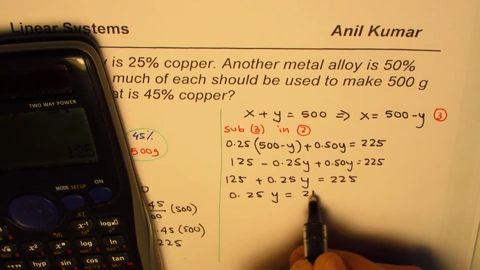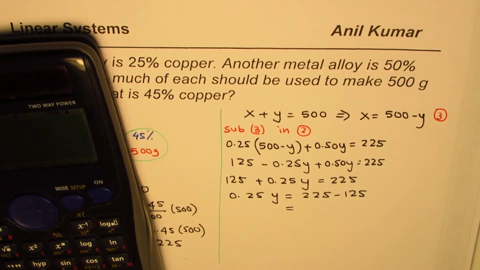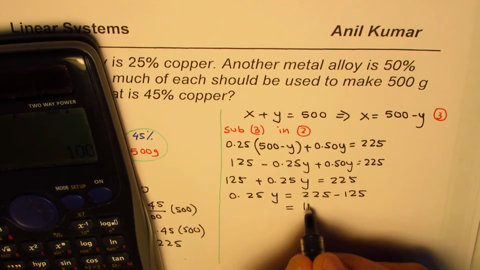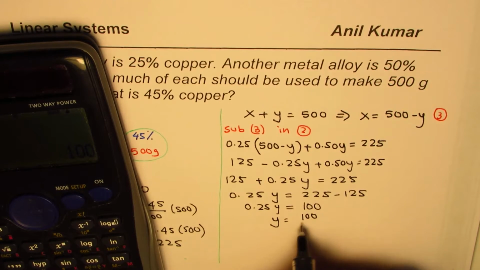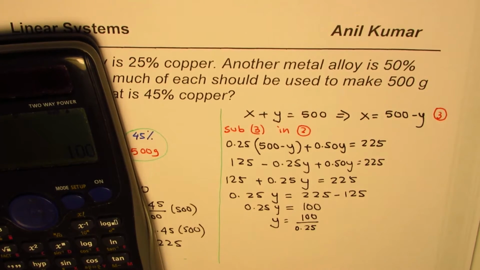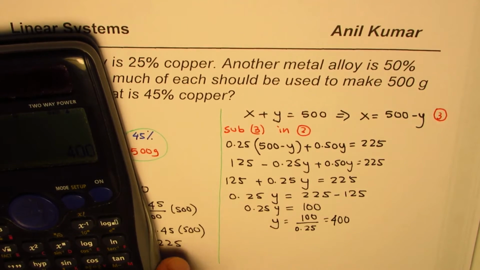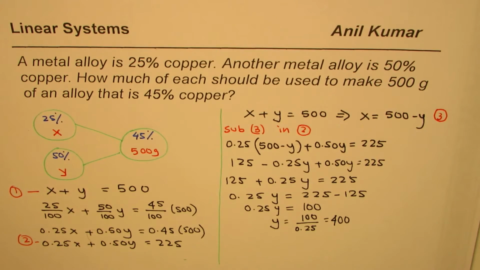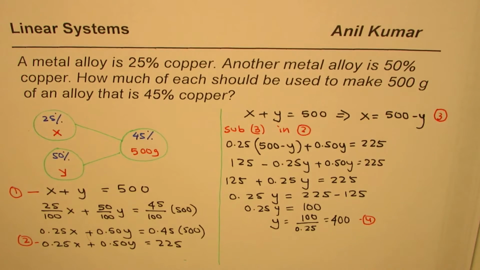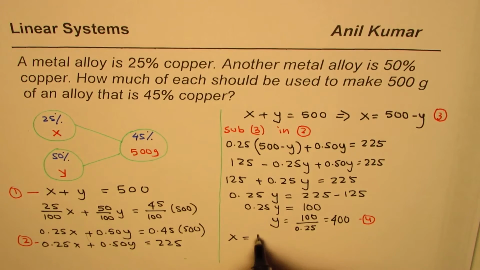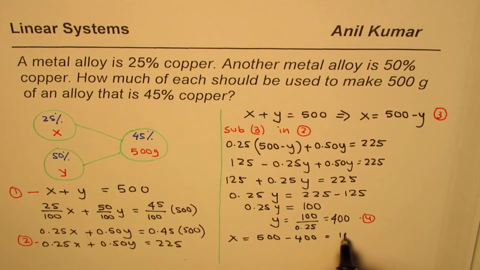Isolate y. 0.25y equals 225 minus 125, and 225 minus 125 gives us 100. So 0.25y is 100, and y is 100 divided by 0.25. So let's divide it by 0.25 to get 400. So we know what y is. Y is 400 for us. Let's call this equation number 4. To get the x value, we can write x as 500 minus y, which is 400. So we get 100, right?